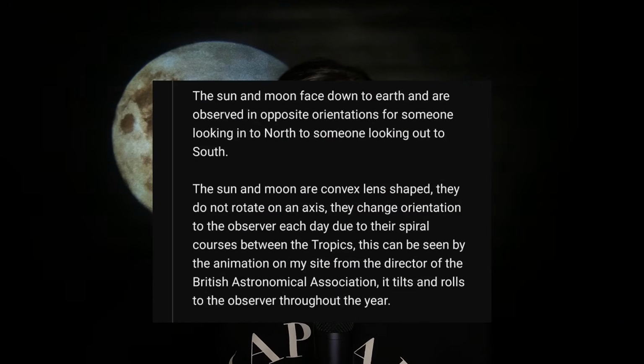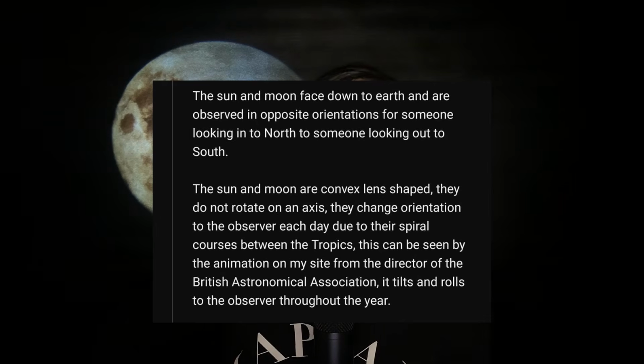The sun and moon face down to Earth and are observed in opposite orientations for someone looking into north to someone looking out to south.